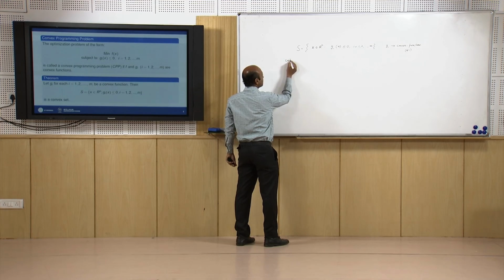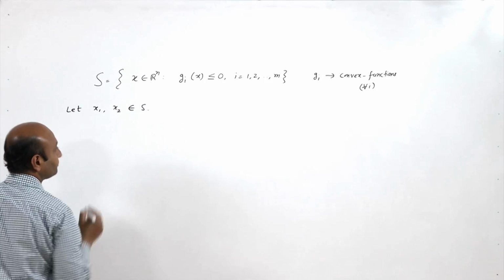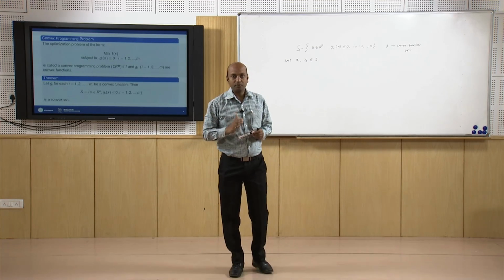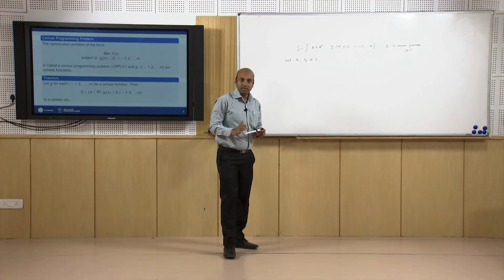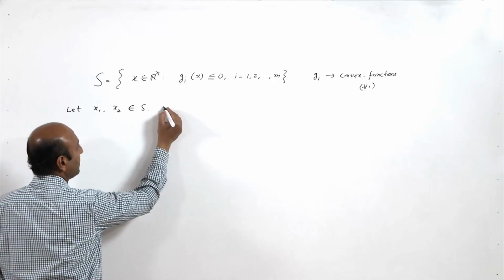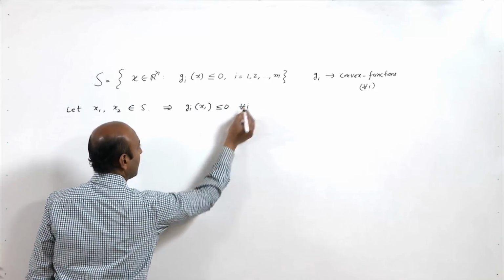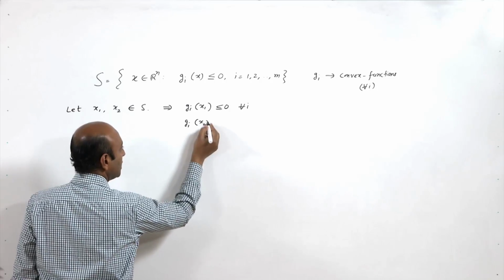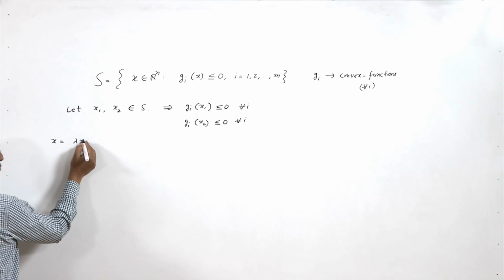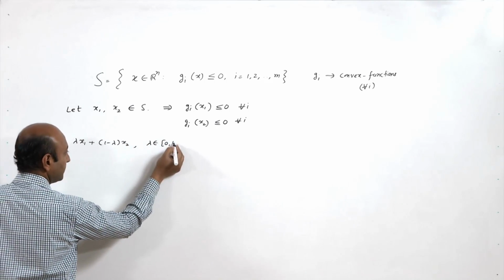In order to prove that it is a convex set, let two arbitrary points x1, x2 be in S. What we have to show is that the convex linear combination of these two arbitrary points is also in S. Then we can say that this set is a convex set. So, these two being in S means g_i of x1 is less than or equal to 0 for all i, and g_i of x2 is also less than or equal to 0 for all i. Now, take the convex linear combination of these two points, x equals lambda x1 plus 1 minus lambda x2, where lambda is between 0 and 1.